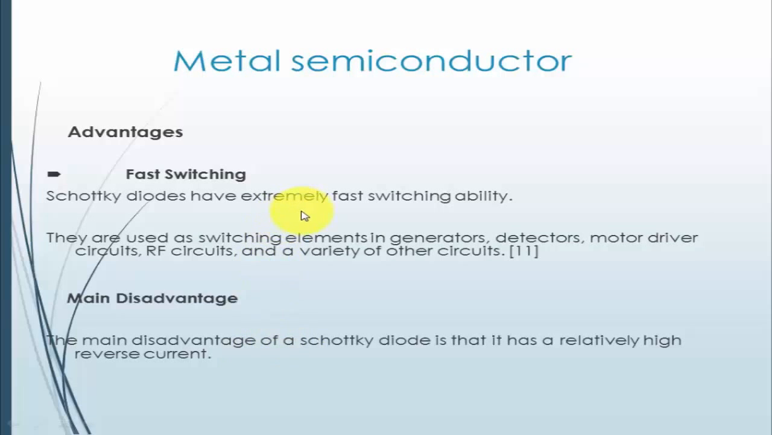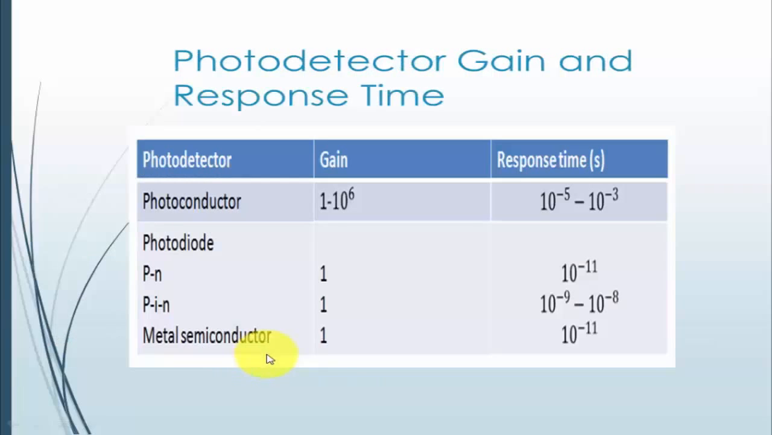For the metal semiconductor, the advantage is fast switching. Schottky diodes have extremely fast switching ability. They are used as switching elements in generators, detectors, motor driver circuits, RF circuits, and a variety of other circuits. However, the main disadvantage of the Schottky diode is that it has a relatively high reverse current.